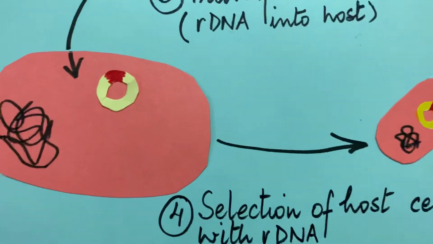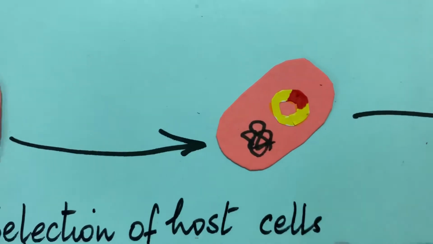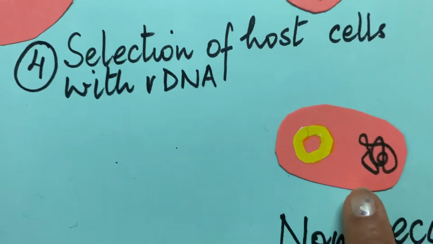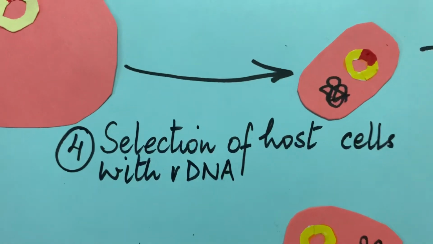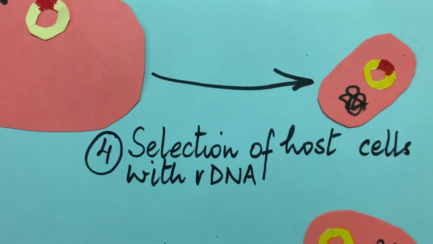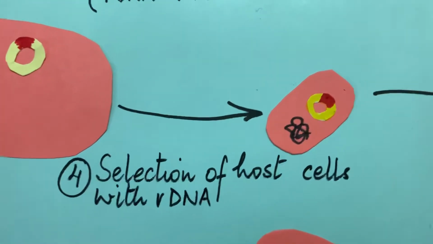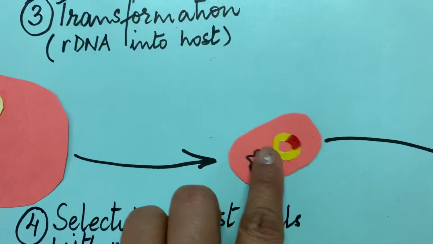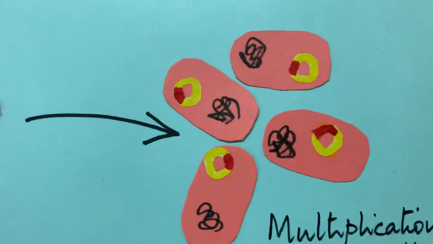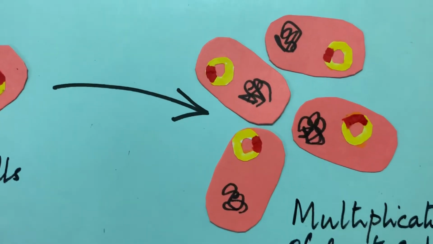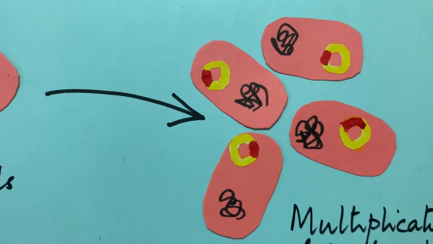So we need to differentiate between the bacteria, the ones which have the insulin gene and the ones which do not have it. So we have certain selection methods like antibiotic resistance or blue-white colony selection methods. We just select those cells and we allow them to propagate. And so we have a number of recombinant bacterial cells which produce insulin on a large scale.